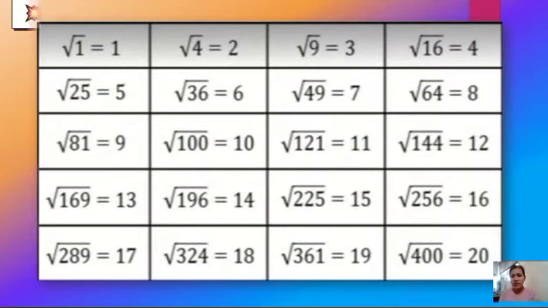Here is a table of square roots. For example, the square root of 1 is equal to 1, the square root of 4 equals 2, the square root of 9 equals 3. In the given table, all numbers inside the radical symbol, or what we call the radicand, are perfect square numbers. So 1, 25, 81, 169, 289, 100, 196, 324. Those are examples of perfect square numbers.